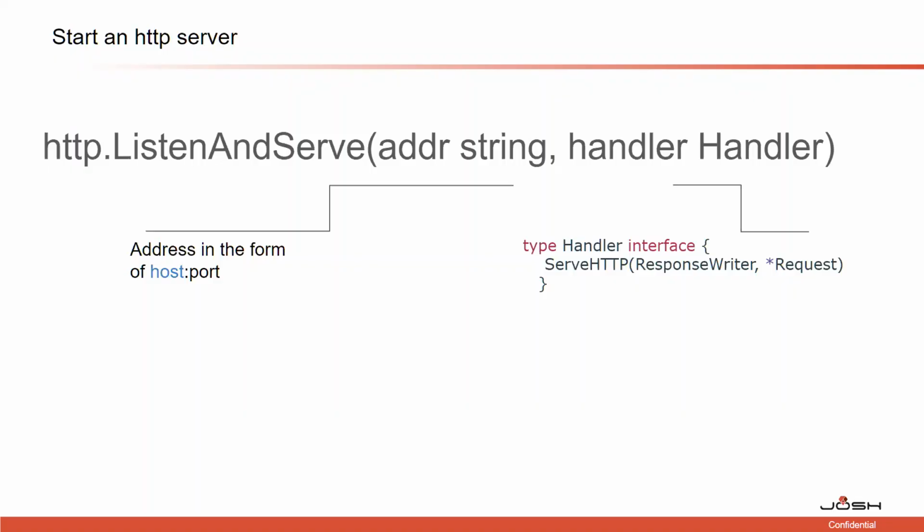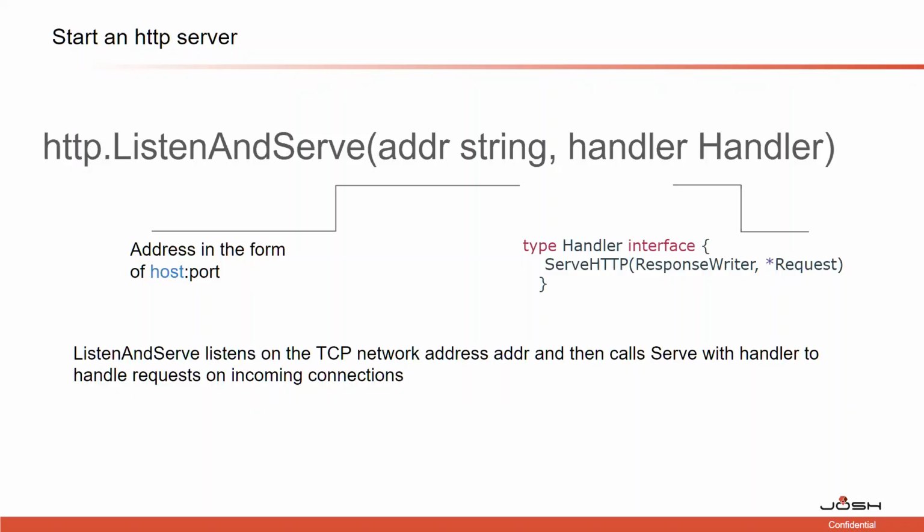The second argument is an interface. It's a handler. And what is a handler? It's an interface which has one method, ServeHTTP. It takes two arguments, a response writer and a request. So any type which implements ServeHTTP, we can pass it as a second argument. So to repeat, to start an HTTP server, you can call the function http.ListenAndServe, which takes two arguments, a string and a handler.